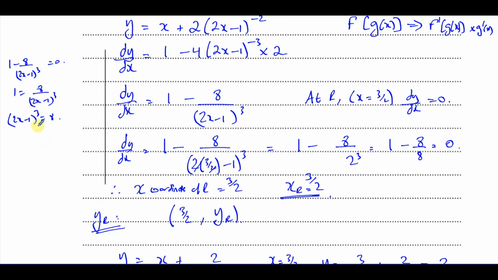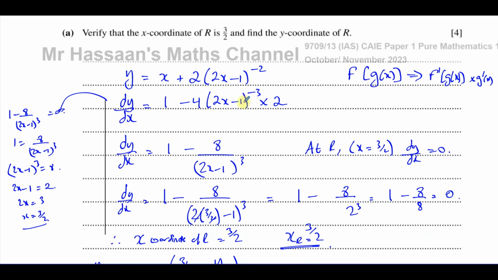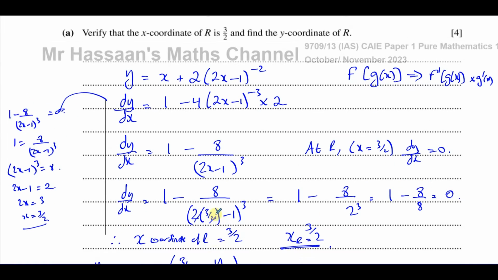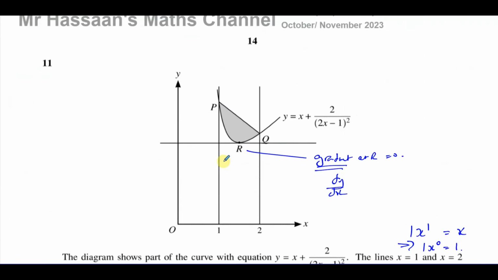Then when you solve this, you take the cube root of both sides. You end up with 2x minus 1 equals the cube root of 8, which is 2. So 2x equals 2 plus 1, which is 3. So as we can see, x equals 3 over 2. That's an alternative method, which is perfectly fine. But I think what they intend here, because they told us to verify that the x coordinate is 3 over 2, is that we find the gradient function, replace the x with 3 over 2, and show that it gives us 0 as the gradient. Therefore, it must be the stationary point. Okay, so there's the answer to question number 11, part A.